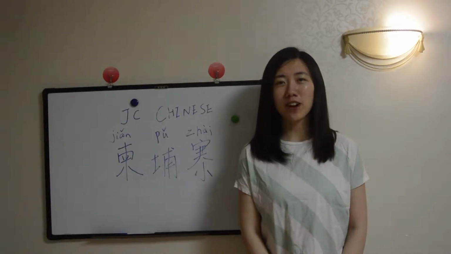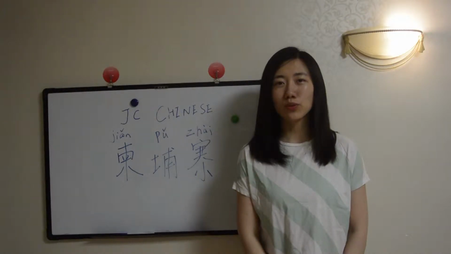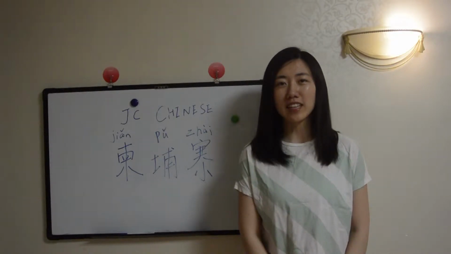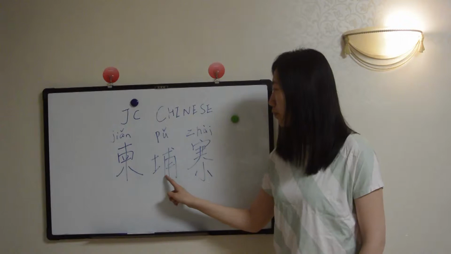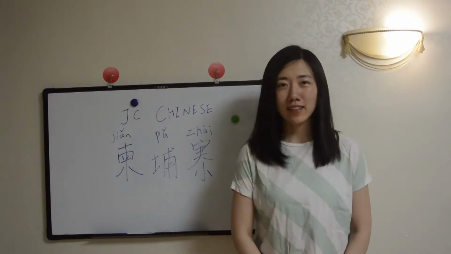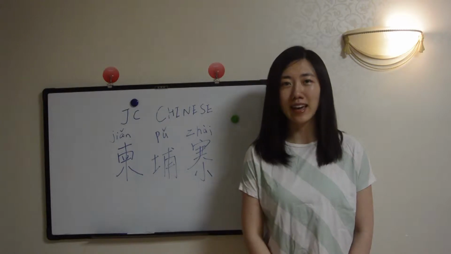Hi guys, this is John from JC Chinese, and in this video, we'll continue to learn another country's name in Chinese, Cambodia, 柬埔寨. 柬埔寨. Now please follow me and let's write those three Chinese characters together.